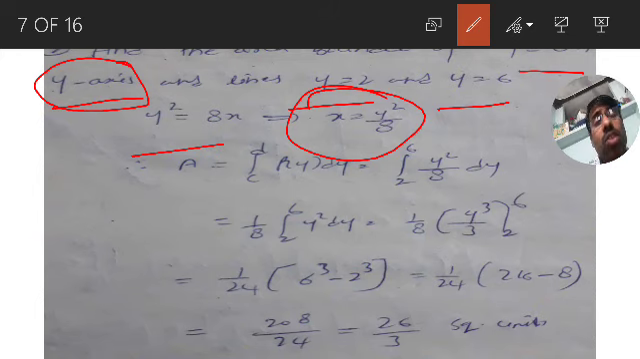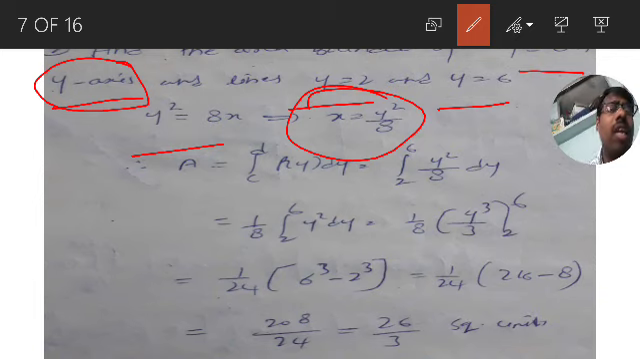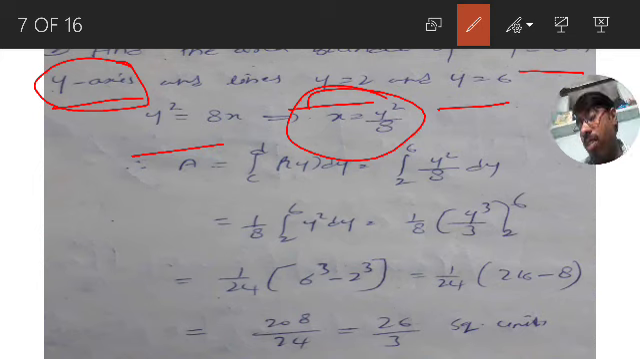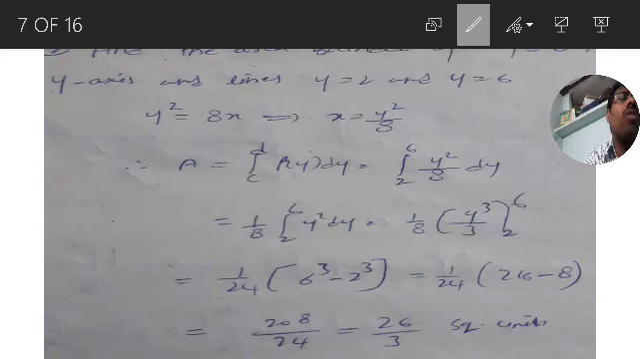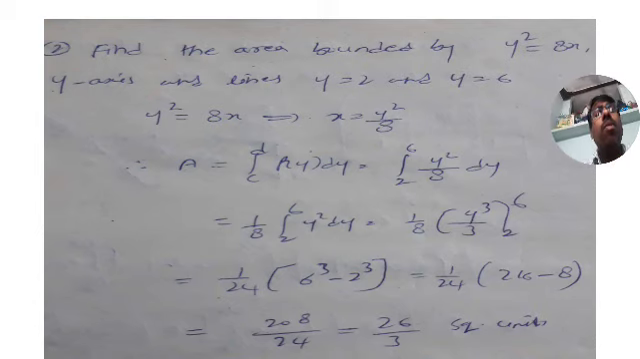Definite integration means do the integration, then substitute upper limit minus lower limit. That gives the answer. The answer is 26 by 3 square units. Since we are finding area, that's why we say it is a square unit. So this is my second problem. So shall we go to the next problem, guys?